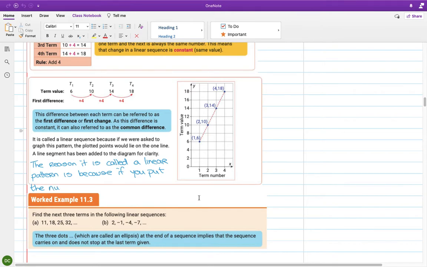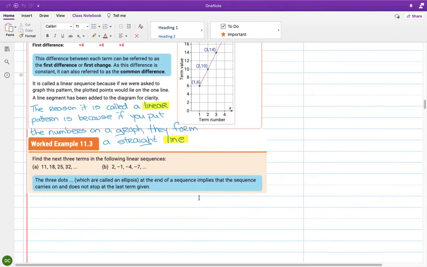is because if you put the numbers on a graph, they form a straight line. Look at those words, the word linear and the word line. So the reason we call it a linear pattern is because if you were to plot the numbers 6, 10, 14, and 18 on a graph, all those dots line up in a perfect straight line. Now I'm going to show you how to graph them, but not today. This is all we're going to do today.